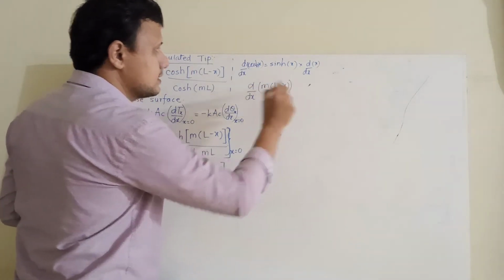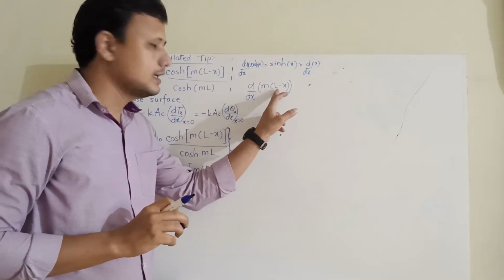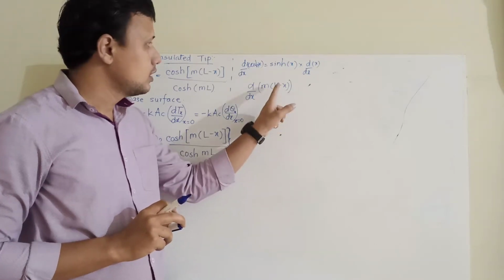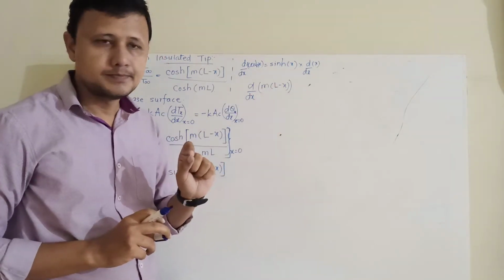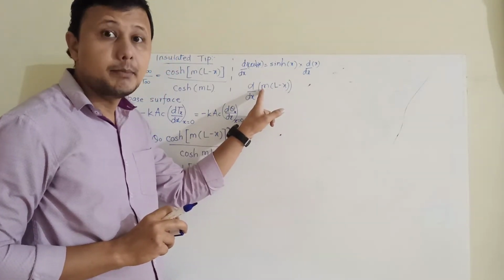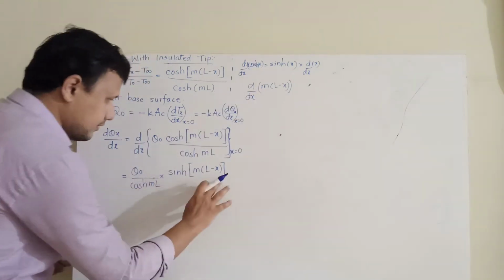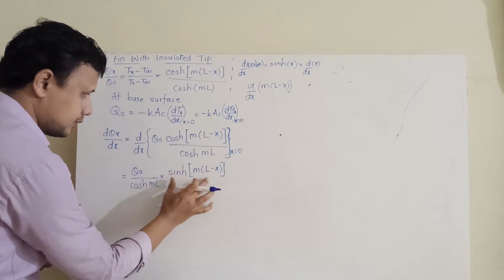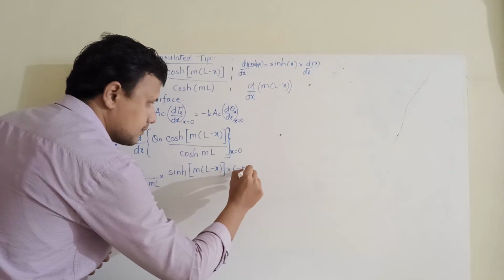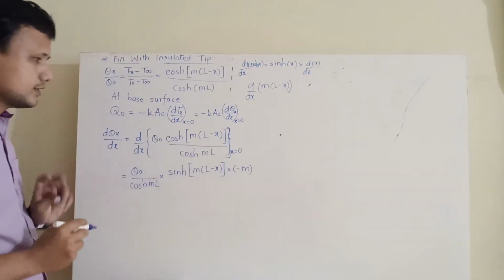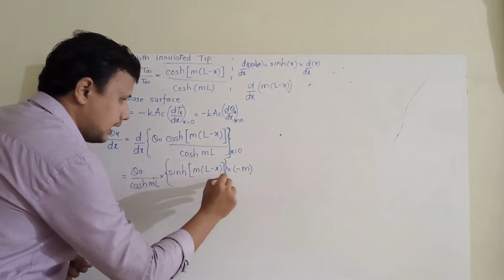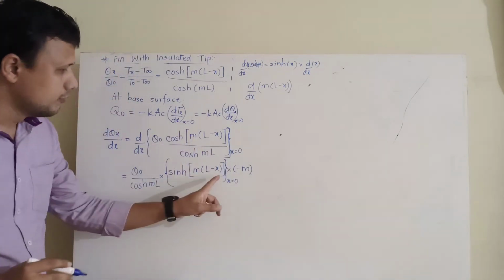Now m is constant, L is constant, so differentiation will take place only for this minus x. The differentiation of minus x is minus 1, the differentiation of L is 0, and this minus 1 will be multiplied with m, so it becomes minus m. So I will write, first the differentiation of cosh and then the differentiation of this bracket as minus m. Now that the differentiation is complete, we need to apply x equal to 0 wherever we see x.